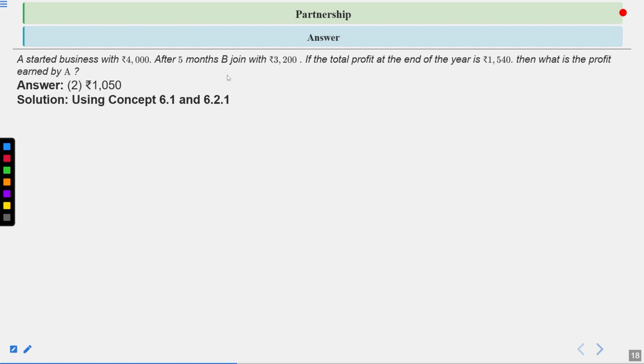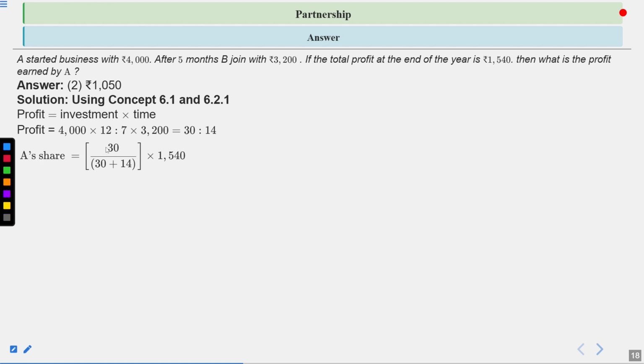Now see the detailed solution using concept 6.1 and 6.2.1 in this question. So the profit is equal to investment into time. Now profit will become 4000 multiplied by 12 ratio 7 into 3200. So when we simplify it, we get 30:14. So the share of A will become 30 upon 30 plus 14, which is 44, multiplied by 1540, because this is the total profit. So the share of A will become 1050 rupees. So second is the correct answer of this question. Next one.